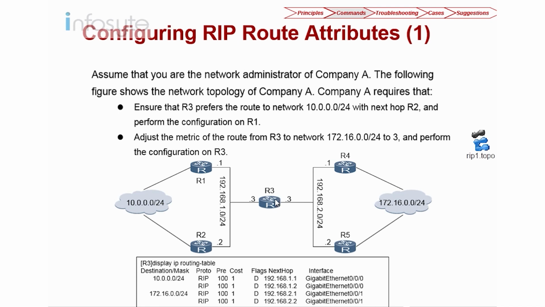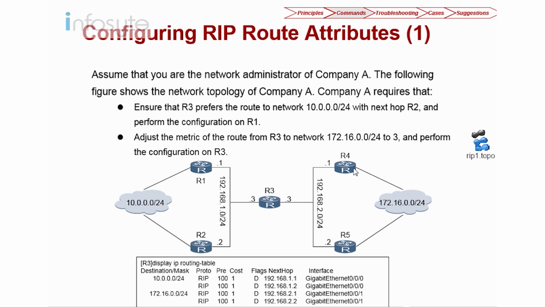So the first requirement is if R3 wants to go to the network just behind R1 and R2, R3 can only use R2 as the next hop, but you need to configure on R1. So configure on R1 so that R3 will use R2 as the next hop to go to network 10. And the second requirement, adjust the metric of the route from R3 to network 172.16.0.0/23 to 3. So we need to change the metric to 3 hops instead of 1 hop.